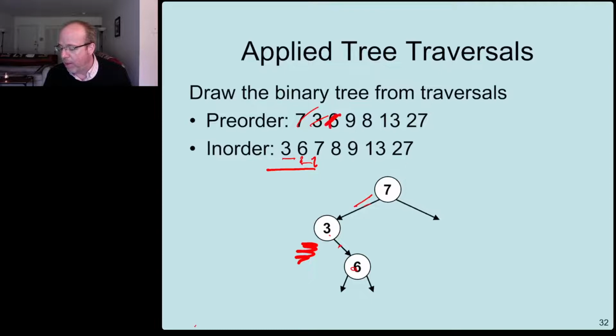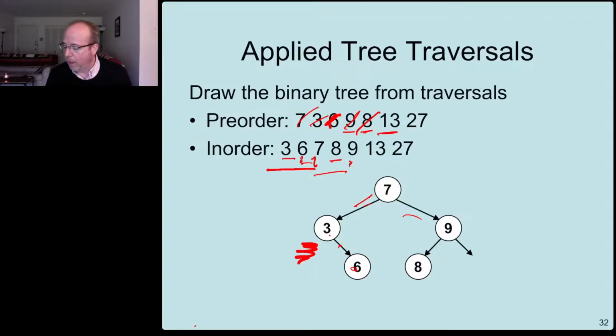So that's place 6. Now we have to figure out what to do with 9. Well, again, 9, if we're only using pre-order, can be in any one of these 3 positions, but if we look at 9, it's to the right of 7, so it has to go to the right of 7, and that's where it lives. Takes care of 9. Now we're looking at 8. 8 could go in either child space of 9, but because it's to the left of 9, it has to go there.